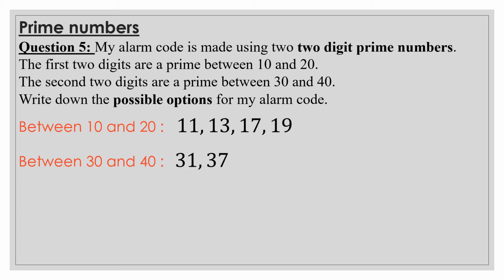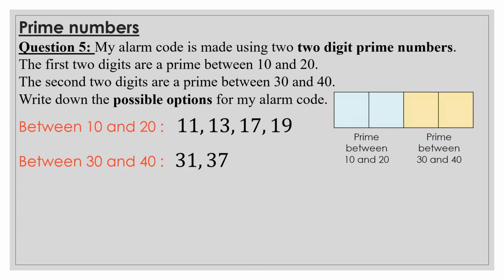So these are my sets of primes. Now this might be a bit tricky to visualize, so I've set it out like this. An alarm code is 4 digits, so I've got the first 2, those bluey coloured ones, that's a prime between 10 and 20, and the peachy coloured is a prime between 30 and 40. So we're going to be using the numbers that we've listed in there, but because there's lots of possible options, we're going to have to list all of them to get the marks.